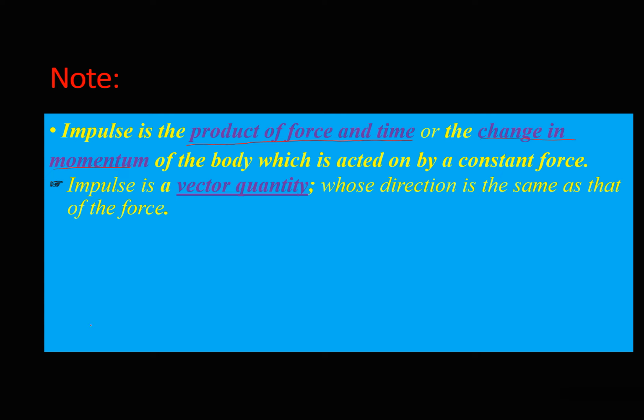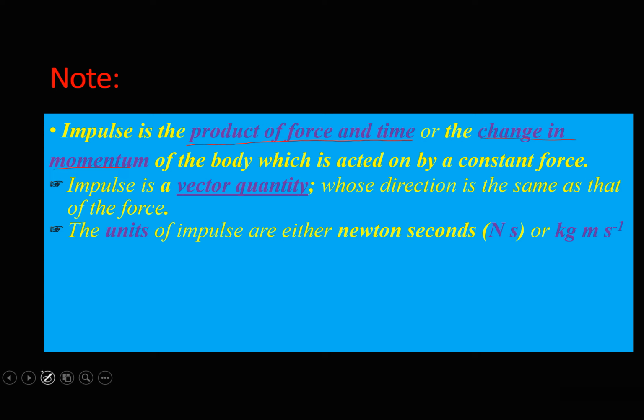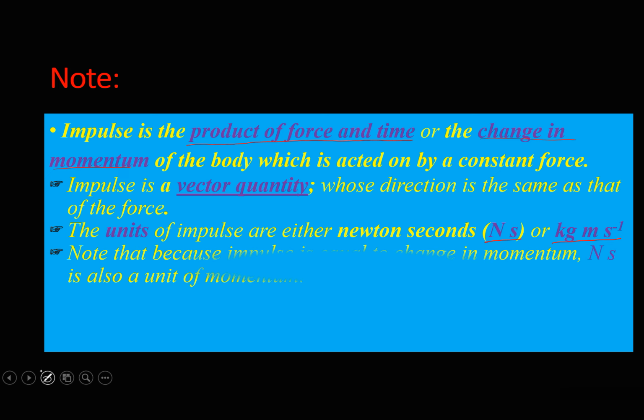Number three, the units. The units of impulse could either be Newton seconds, because it is force times time, or kilogram meters per second, because it is change in momentum. Because impulse is equal to the change in momentum, Newton seconds will also be units for momentum. So you shouldn't be surprised when you find Newton seconds. I think you use the same units in IGCSE.